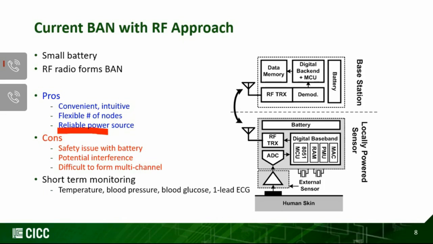On the other hand, there is a safety issue with the battery, meaning what if you wear the sensor and then you have to take a shower? Potential interference is another factor we have to think about. It's also a bit difficult to form a multi-channel environment with such a single node configuration. That said, this type of RF-based band is more suitable for short-term monitoring and typically requires single channels, such as body temperature, blood pressure, blood glucose, and one lane ECG, for example.